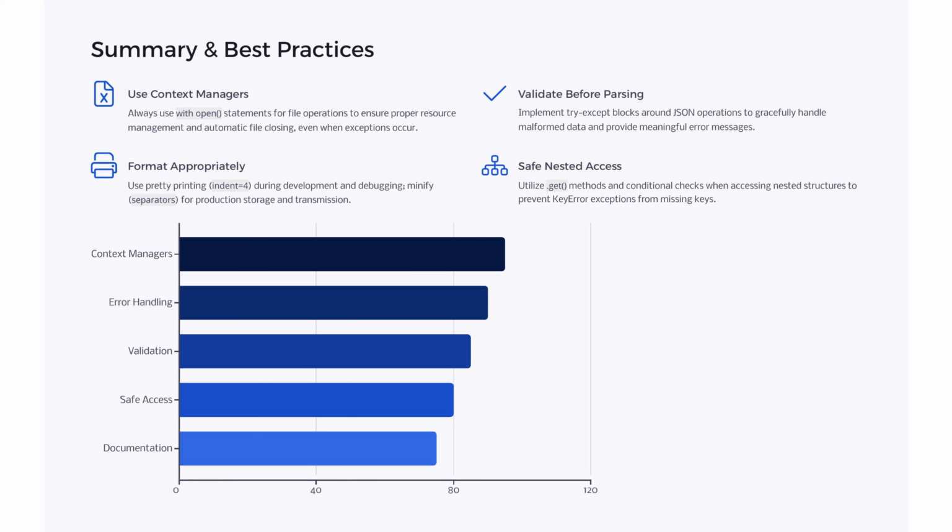Utilize context managers with open for efficient file handling, ensuring files close even on errors. Implement try-except blocks for JSON parsing to manage malformed data gracefully. During development, use pretty printing for clarity. Minify JSON for production. Access nested JSON safely with .get to avoid key errors, ensuring robust data handling.